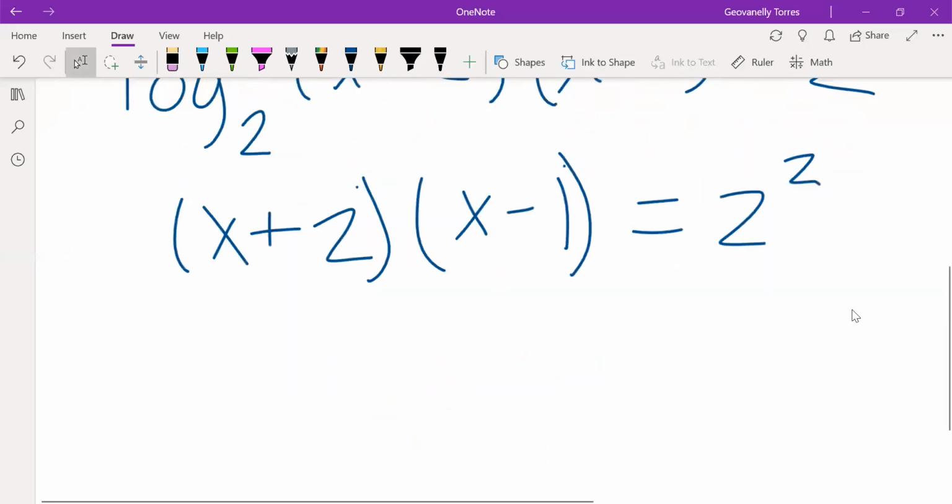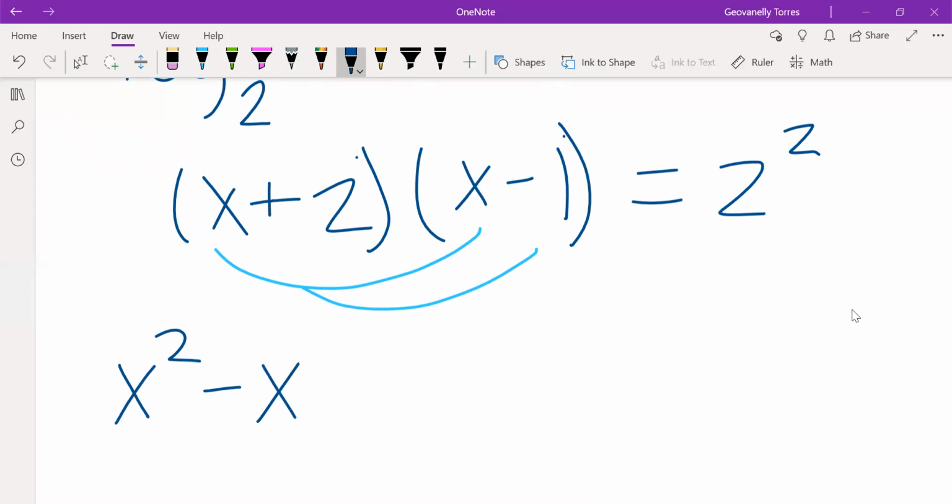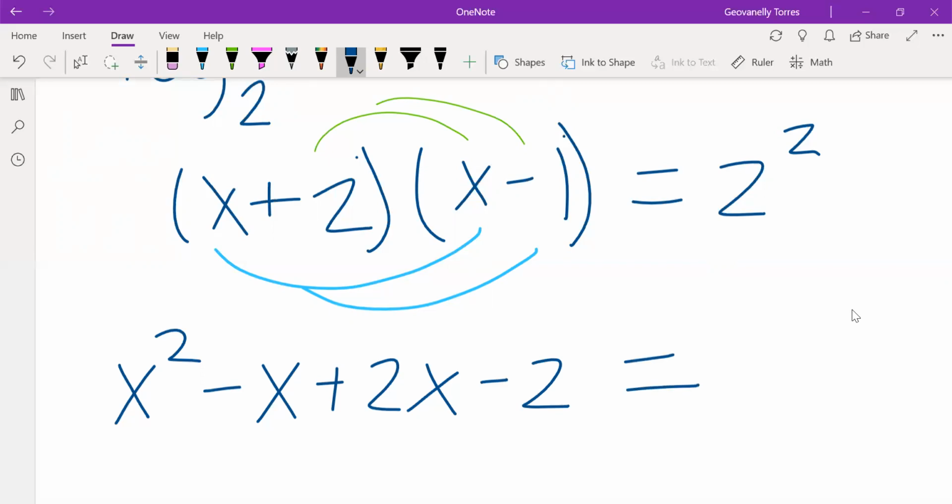Where if we multiply x times x and x times negative 1, we have x squared minus x. And then if we multiply the 2 times the x and then 2 times the negative 1, we have plus 2x, and then negative 2. And then on this right-hand side, we have 4.